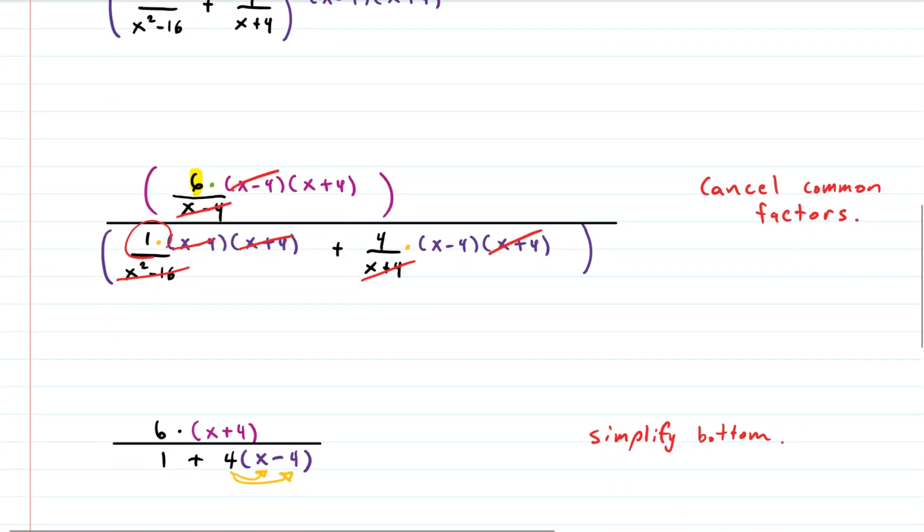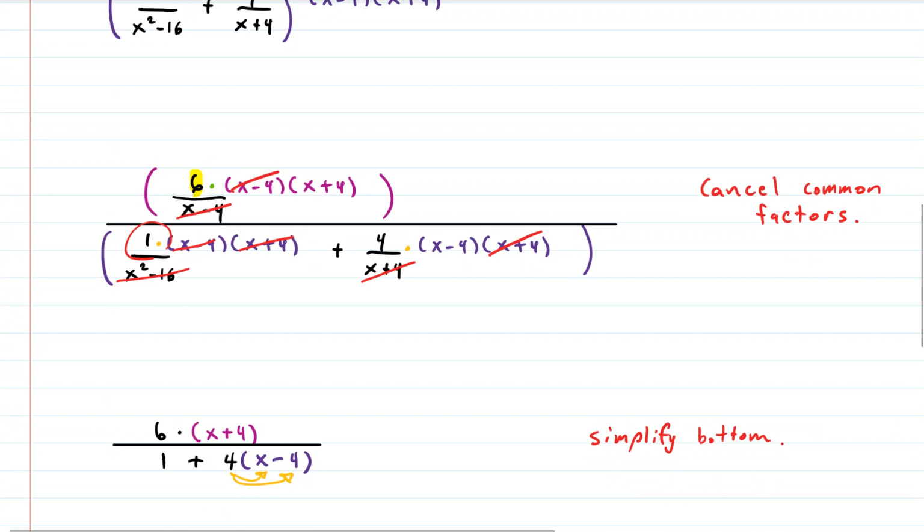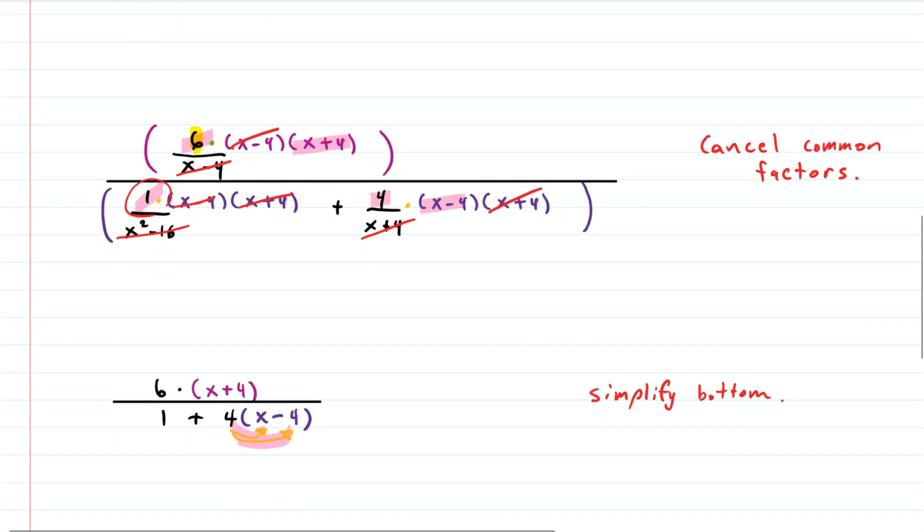So now let's see what we have left. We had a 6 in the top left and x plus 4, which is what we have down here. And in the bottom, we had a 1, which we dropped down, and then we had the 4 and the x minus 4 still left, so that's what we have down here as well. Now, what we need to do is we need to simplify this bottom part, and then we'll be done. So we're going to multiply that 4 through each of the terms, the x and the minus 4.